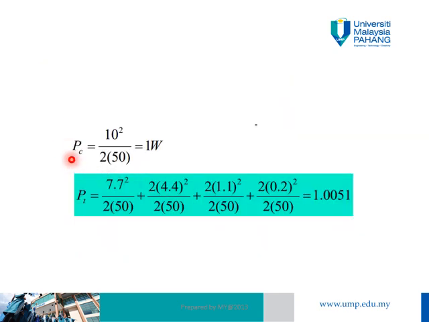So PC equal to 10 squared over 2R, equal to 1 watt. So PT equal to... this is the amplitude of J1. Sorry, this is J0, J1, J2, J3 squared over 2R. So this is R. So you get 1 watt.